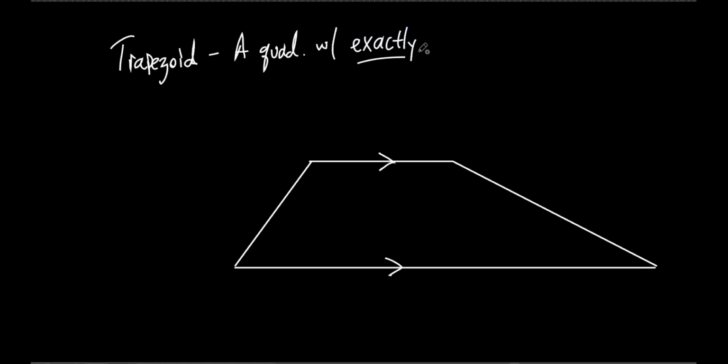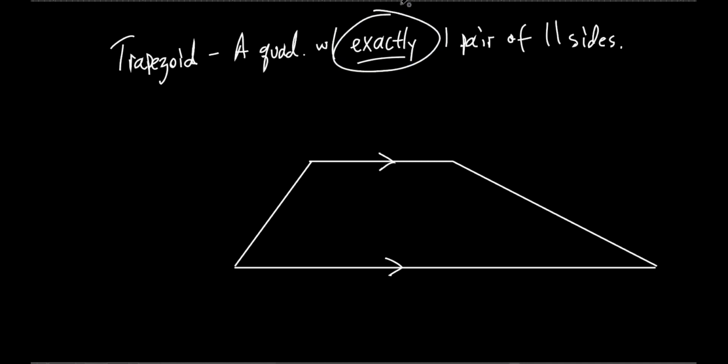I'll underline that, with exactly one pair of parallel sides. I'll do the symbol for parallel. So you only have one pair of parallel sides, not two. So a parallelogram cannot be a trapezoid, because a trapezoid has what? Exactly one pair. No less, no more, exactly one. All right, so there you go. That's a trapezoid.